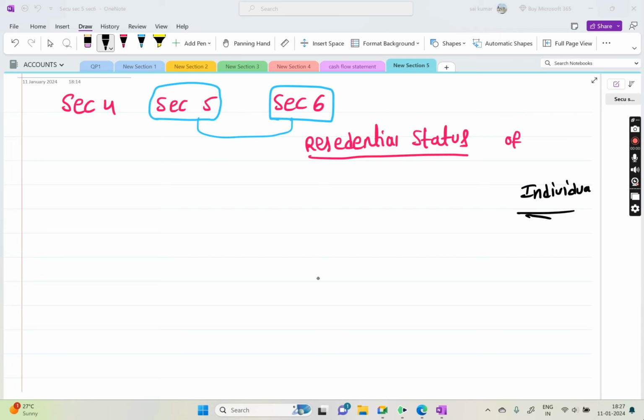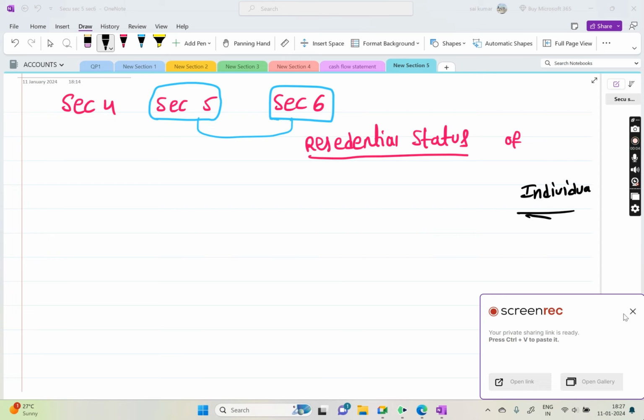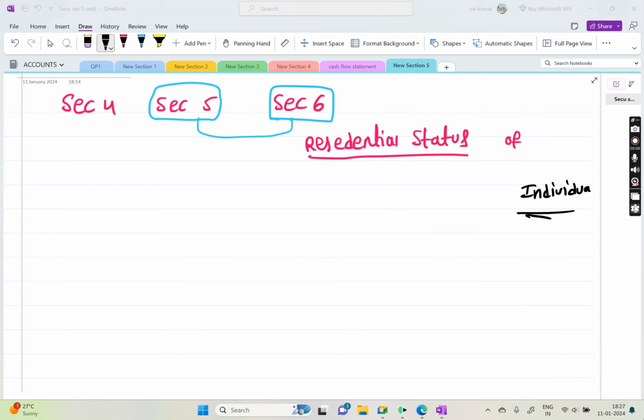If he satisfies the condition, he will be called a resident. If he does not satisfy the conditions, he will be called a non-resident.